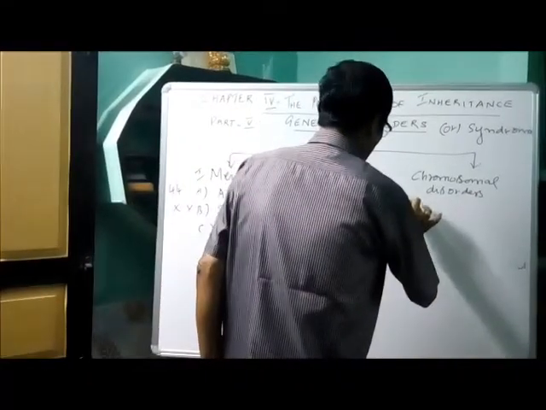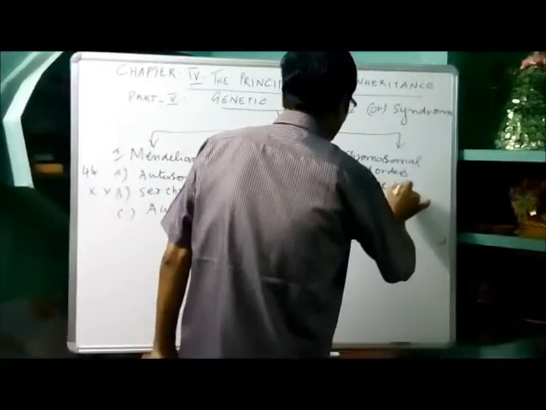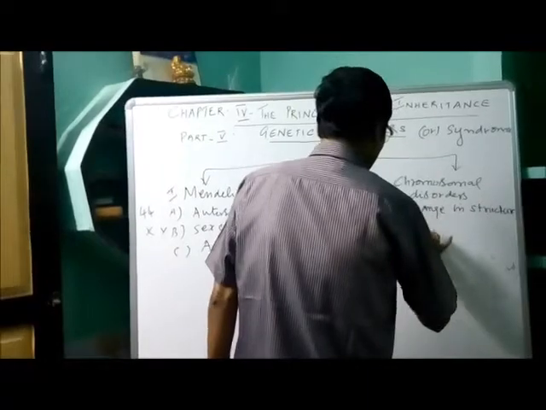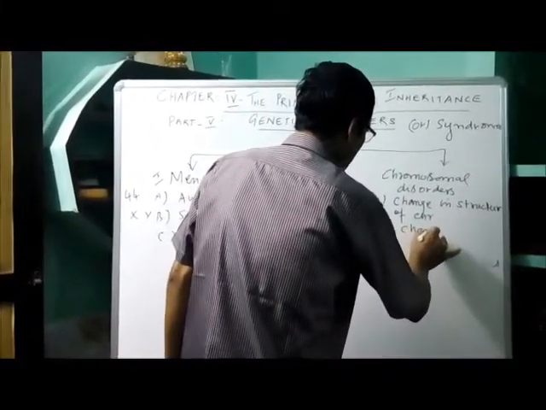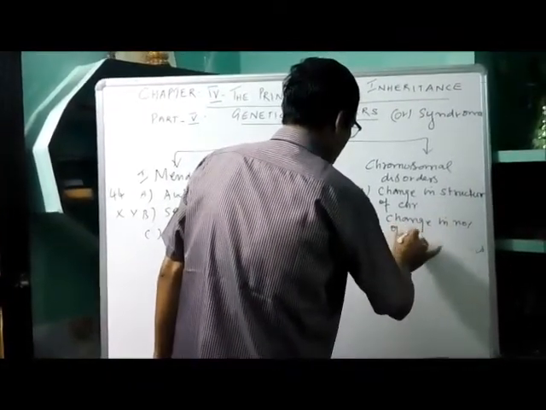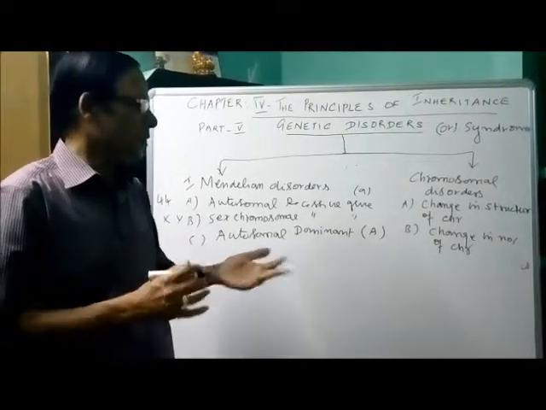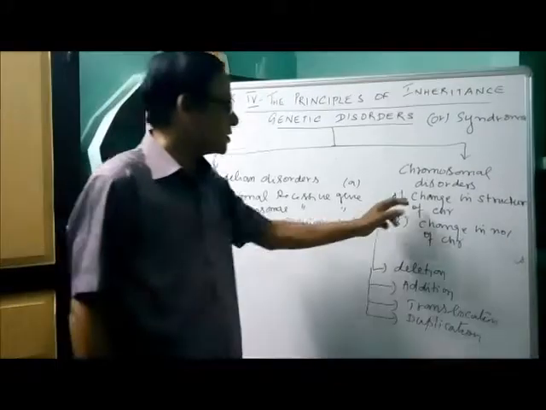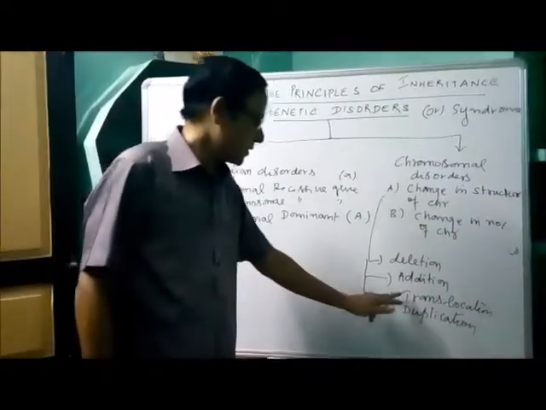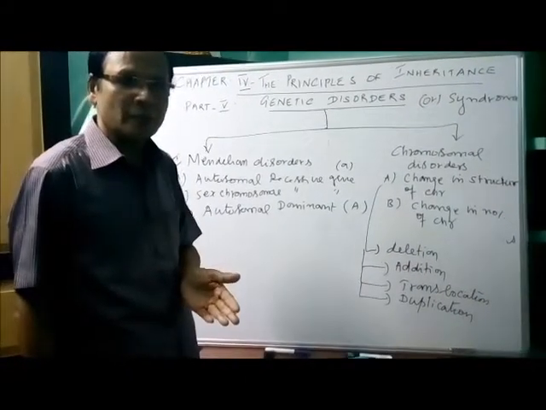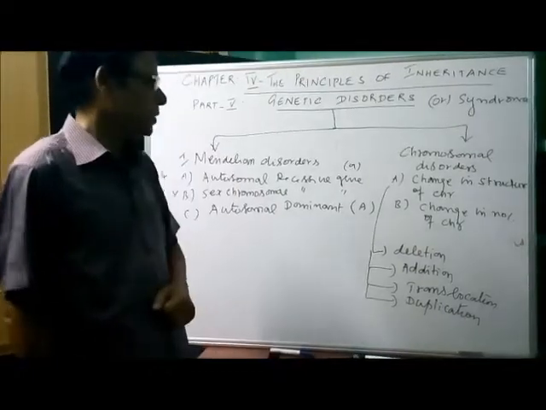Now, the chromosomal disorders, what are they? It may be due to a change in structure of chromosomes, or it may be due to change in number of chromosomes. Change in structure of chromosome includes deletion of a part of the chromosome, addition of a part of a chromosome to the existing chromosome, or translocation, removal of a segment from one homologous member and added to another homologous member. Then duplication, presence of genes twice in a part of the chromosome. These are all the reasons for that.